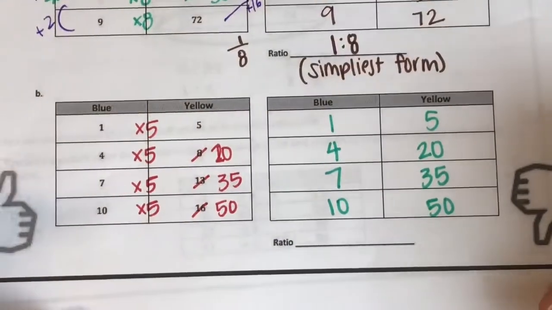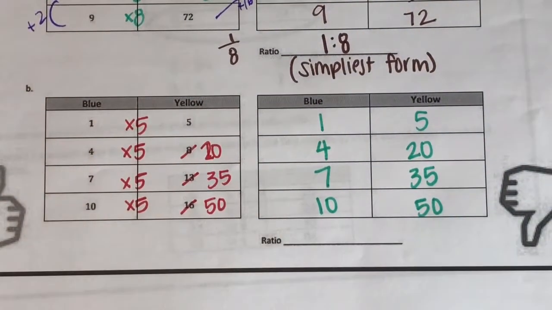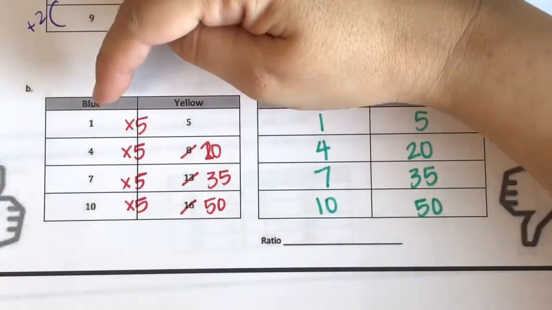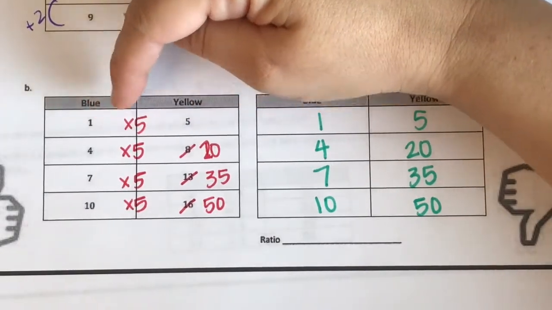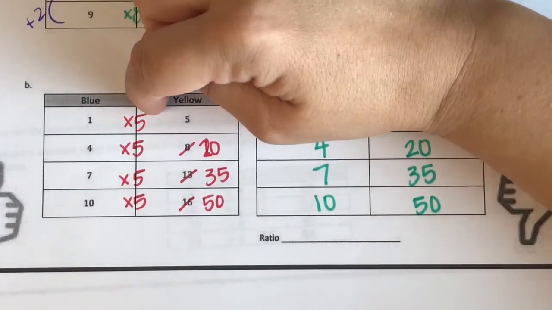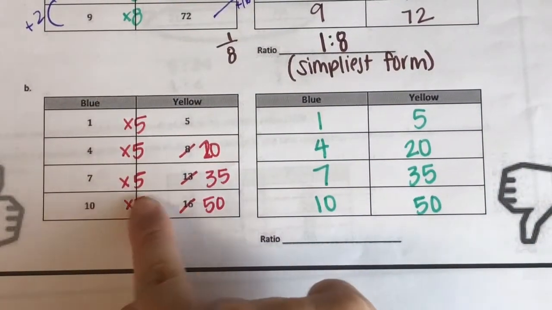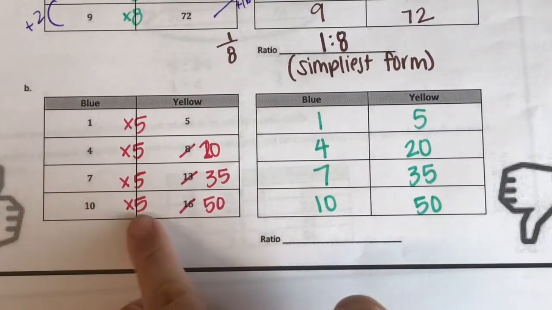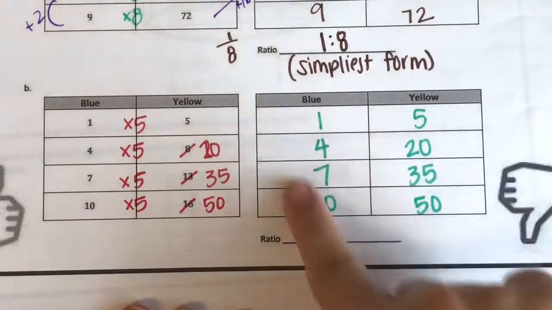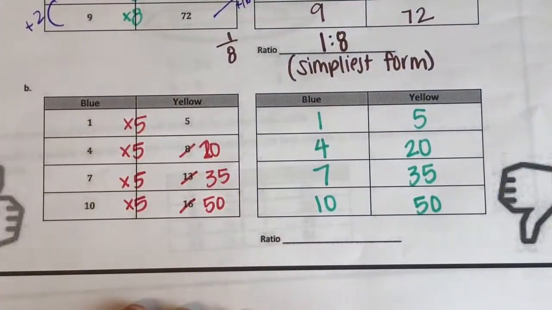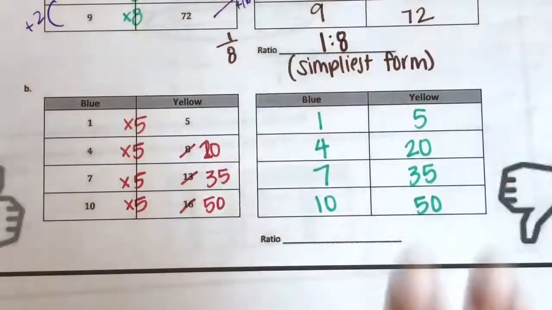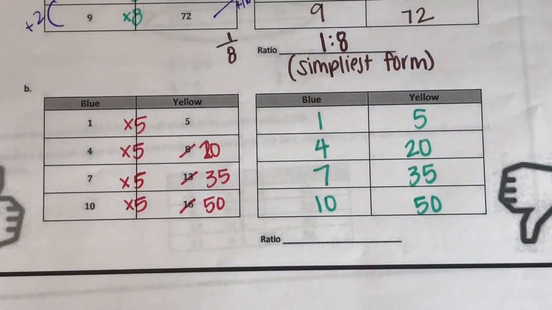Hopefully you noticed that there were a lot of errors in this table, but I can start with my first one, and I know 1 times 5 is 5. So that relationship must remain the same. 4 times 5 is 20. 7 times 5 is 35. 10 times 5 is 50. So all I've done is I've written that correctly in this second table here. So now I have the correct information. I want to find the ratio. So again, I want the simplest form.